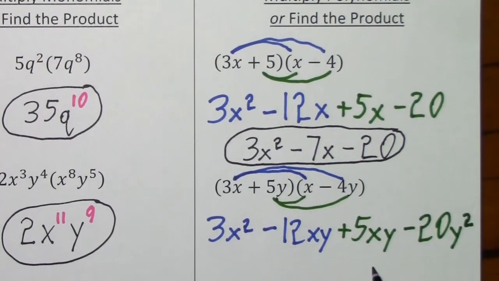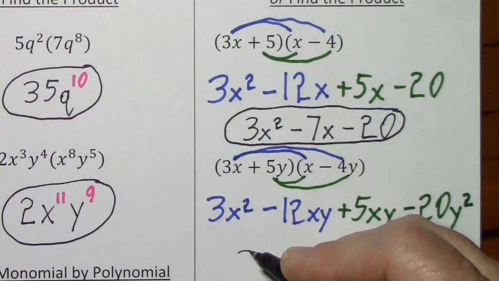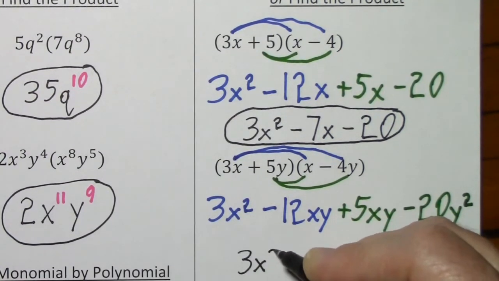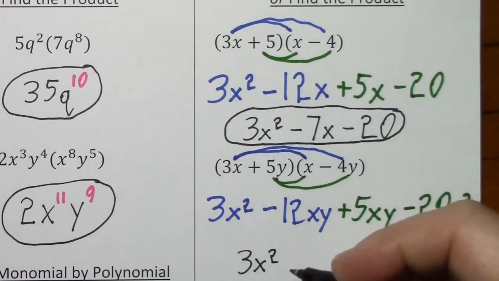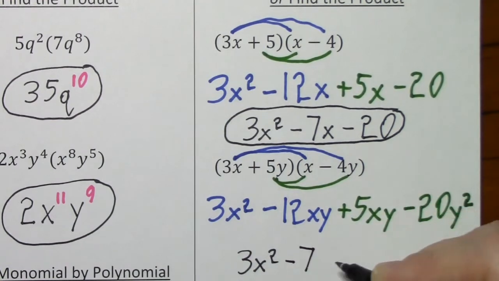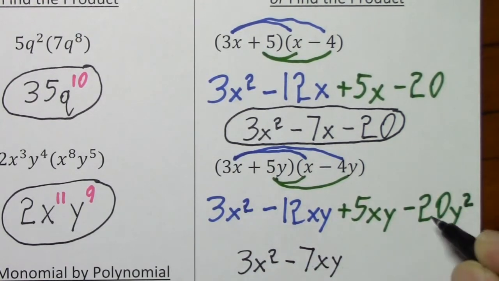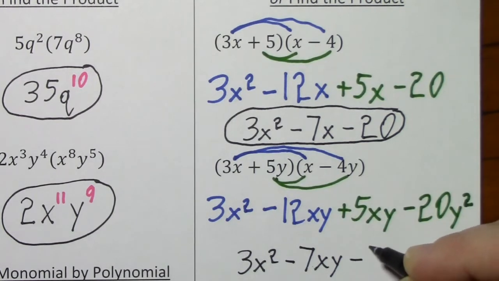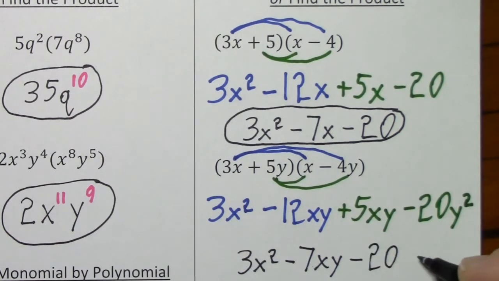We'll be combining our two like terms. So 3x squared drops down. That gives us negative 7xy and negative 20y squared.